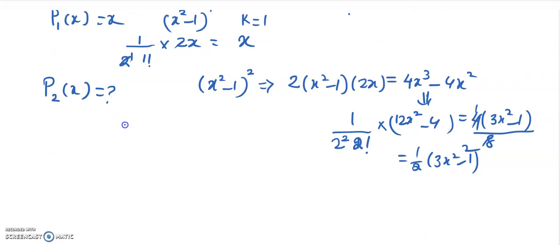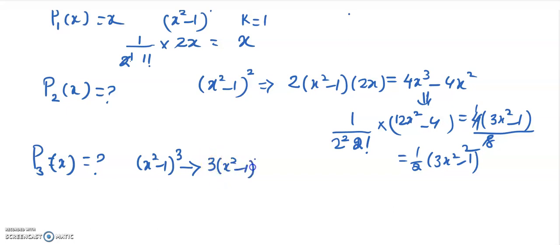Let's do one more example for the Legendre polynomial of the third order. In this case, we take (x squared minus 1) cubed, and then take its derivative. It will be 3 times (x squared minus 1) squared times 2x, so this will be 6x times (x squared minus 1) squared.